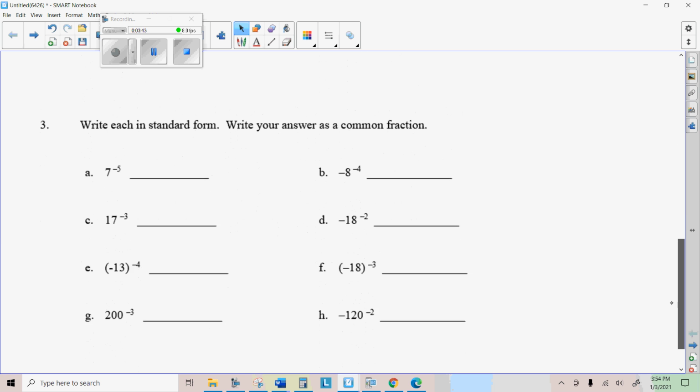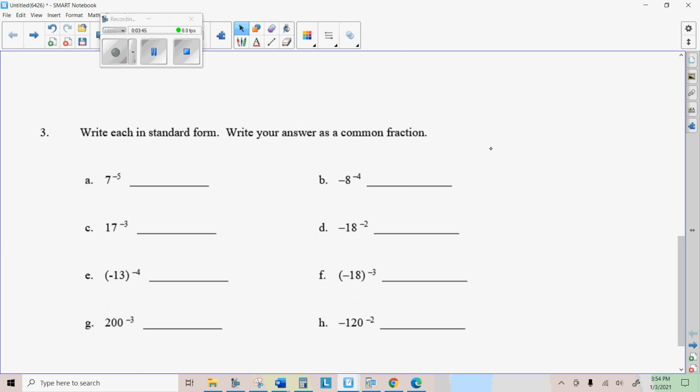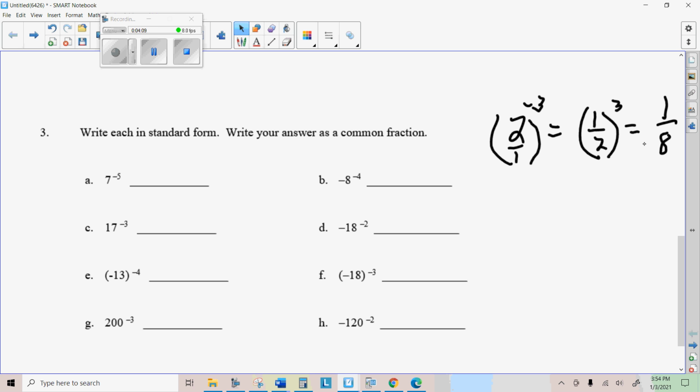Okay. Now, the way you deal with negative powers, I'll just give you a quick example. If I have 2 to the -3rd power, remember that flips. So think of that as 2 over 1. To make it a positive power, you just flip that. So it's 1/2 to the 3rd, which is 1 to the 3rd on top, 2 to the 3rd on the bottom, which is 8.